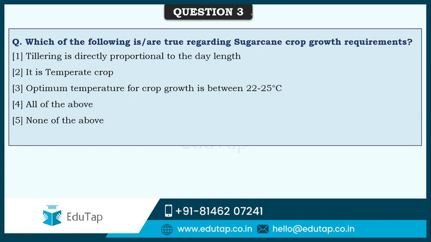Next question: which of the following is or are true regarding sugarcane crop growth requirements? You can answer this if you have gone through the notes. I have taken this question from the same notes. Tillering is directly proportional to day length. It is a temperate crop. Optimum temperature for crop growth is between 22 to 25 degrees centigrade. So which of the following is or are true regarding sugarcane crop growth requirements?